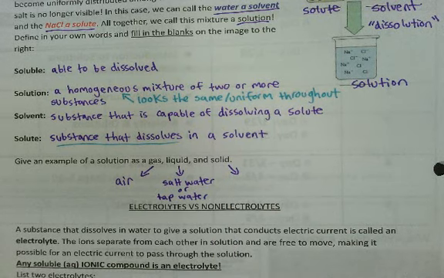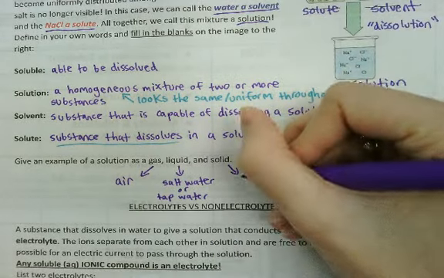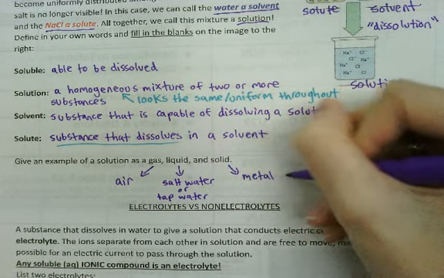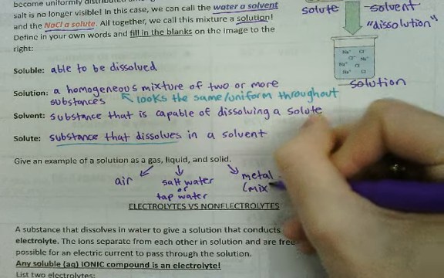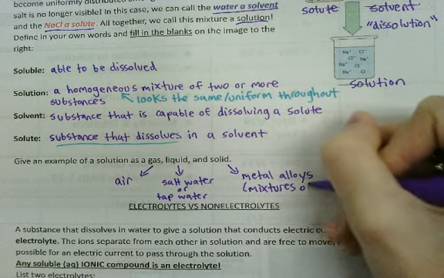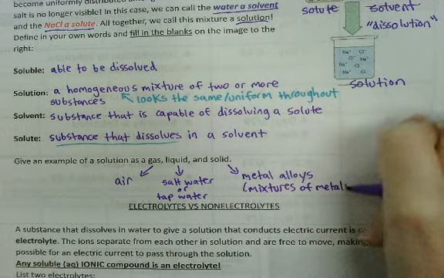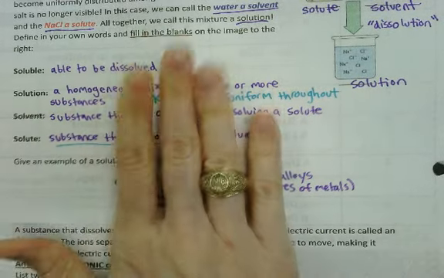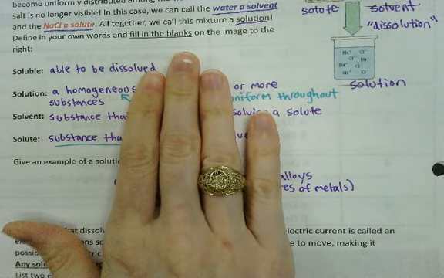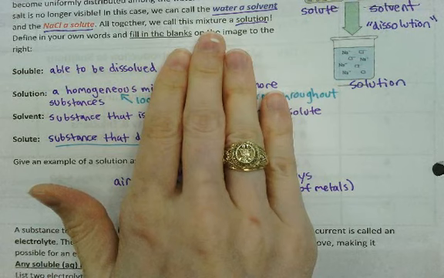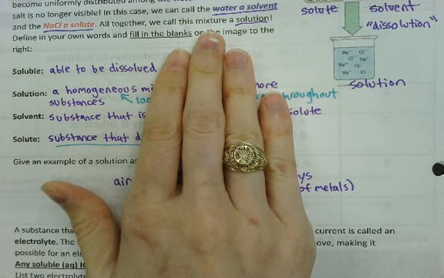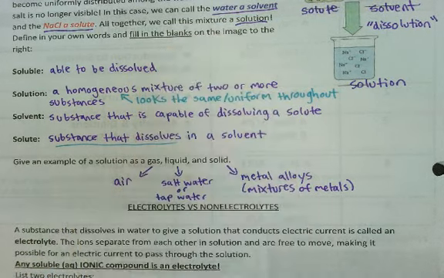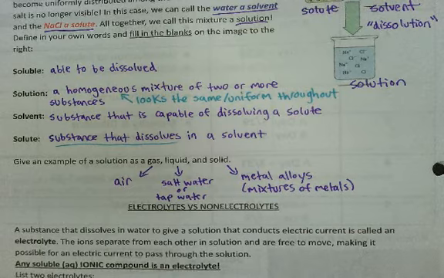Okay, and finally, I'm going to give you all an example of a solid solution. A good example of a solid solution are metal alloys. So metal alloys are mixtures of metals. So, for example, my Aggie ring, it is not pure gold. It is an alloy of gold. There are other things in there like silver and copper. So that is a mixture of metals right there for you. Okay?